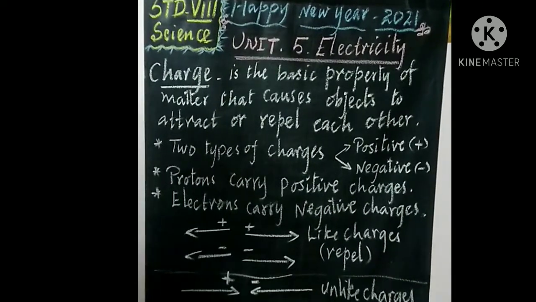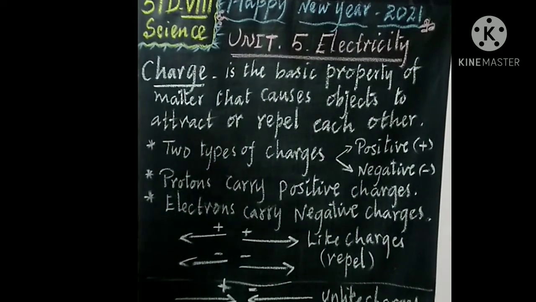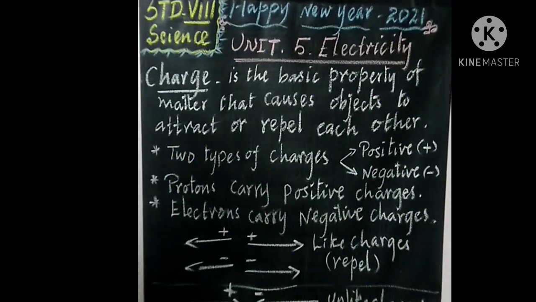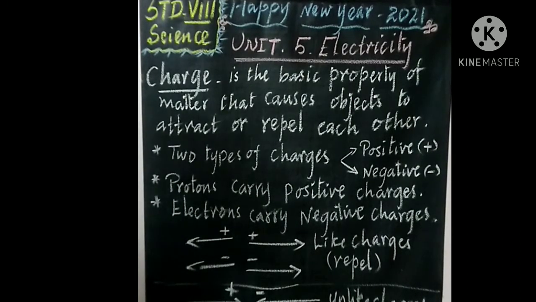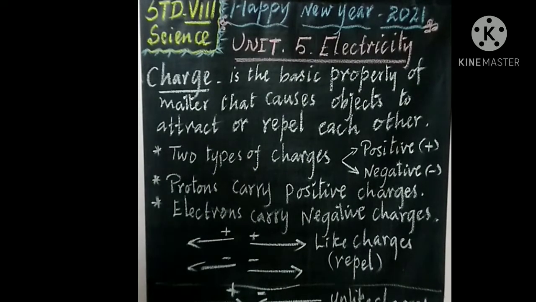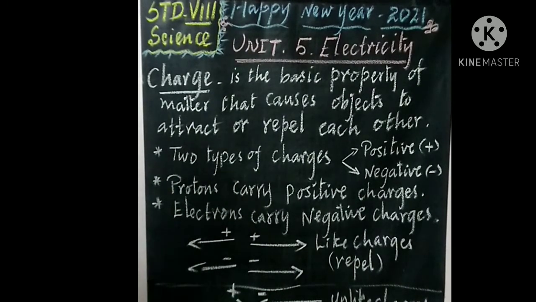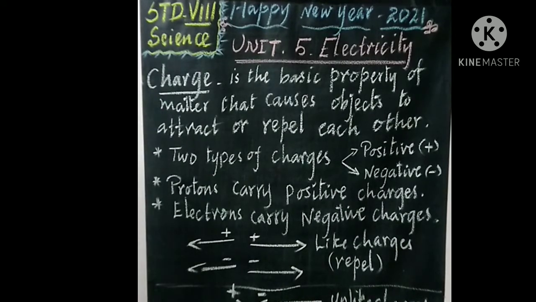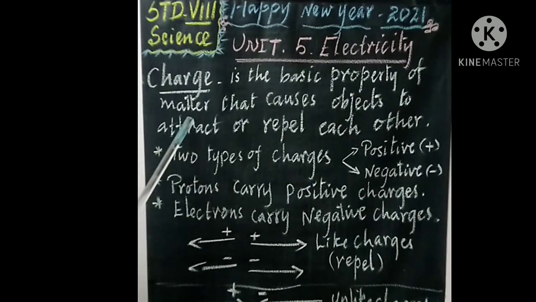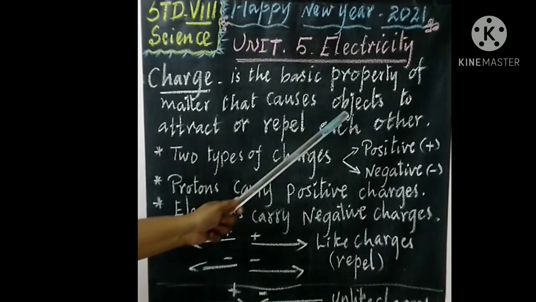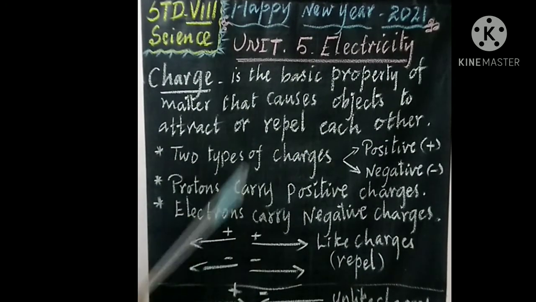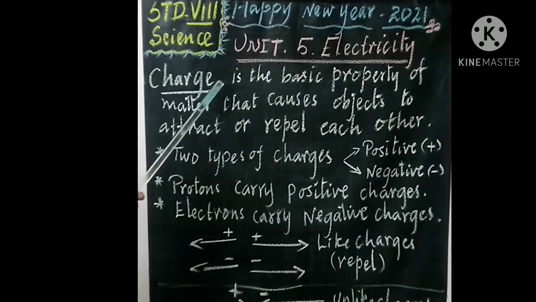From the atom model, we understood that protons are in the nucleus, but electrons are revolving around the nucleus. Especially the free electrons are in the outermost shell. They can be removed easily. But what makes this charge? What is charge? Charge is the basic property of matter that causes objects to attract or repel each other. We will see the charges in detail.